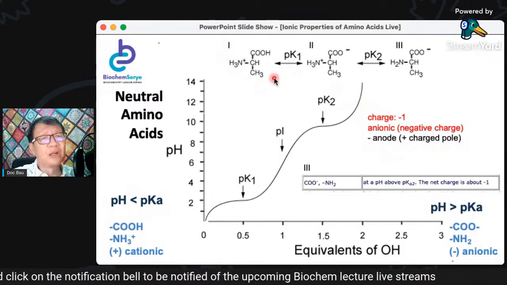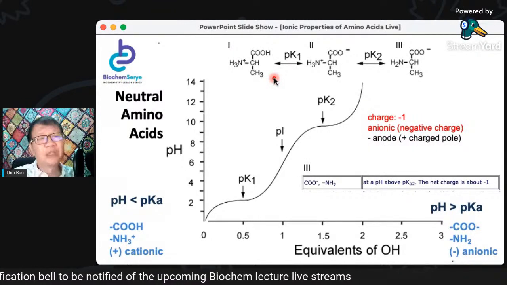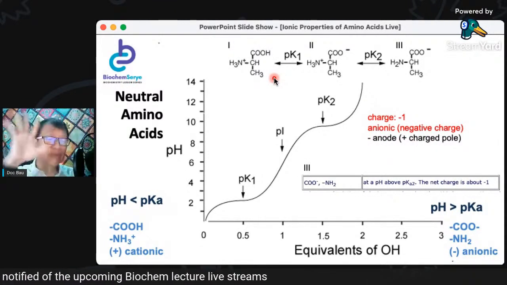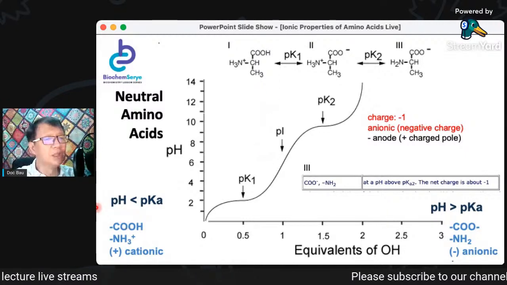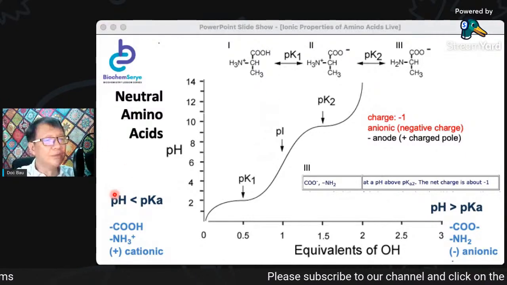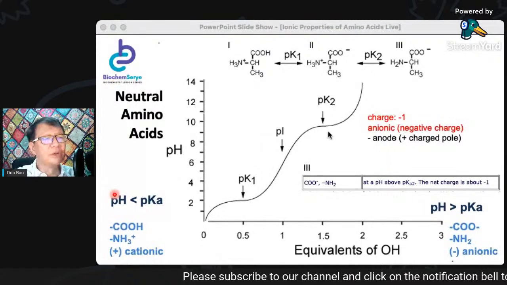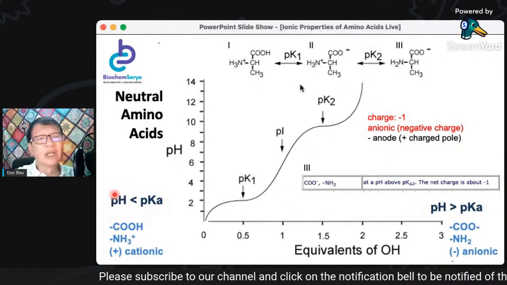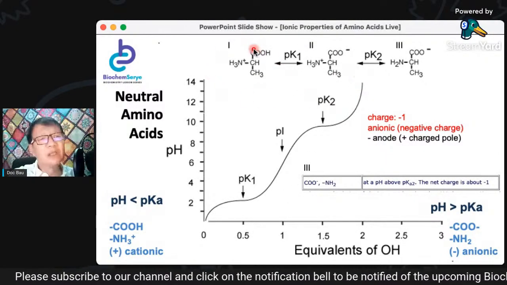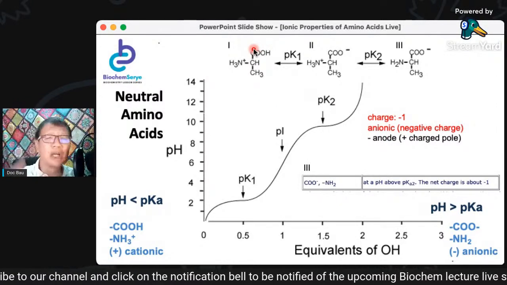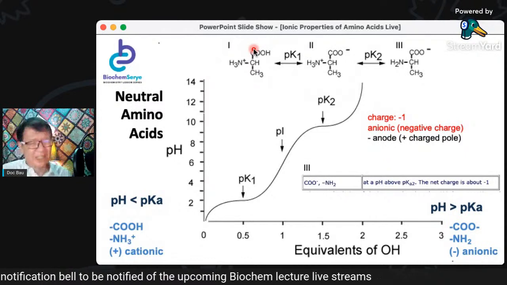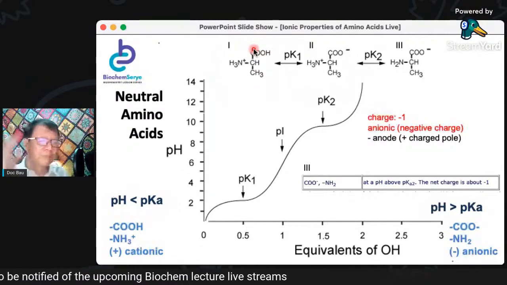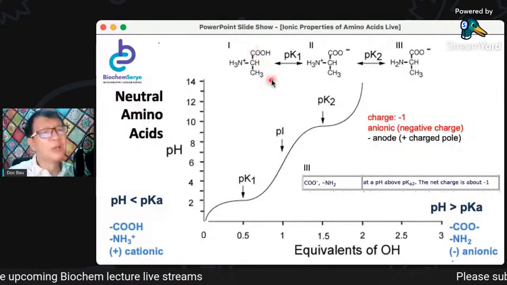So for 13 of the 20 amino acids, later on I have a classification. It's important that we know the different amino acids. I know you have 20, right? And there are so many. Later on, I'll give you a simpler way to remember the classification.